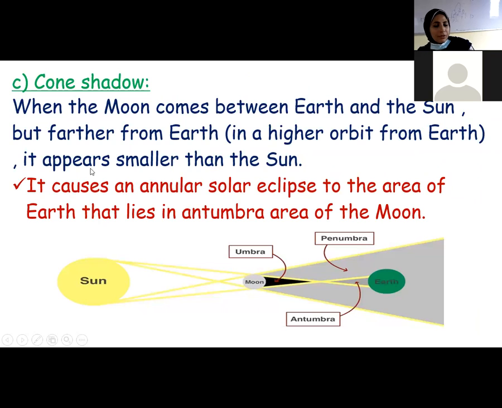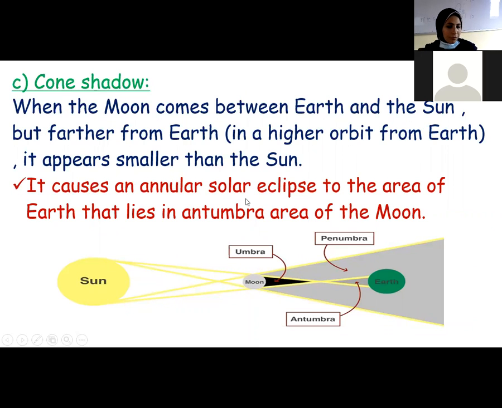Type number 3 is called the antumbra shadow. The antumbra shadow happens when the moon comes between the sun and the earth, but in a higher orbit. As we know, the moon revolves around the earth in oval orbits, so sometimes it is close to the earth and sometimes it is farther from the earth.